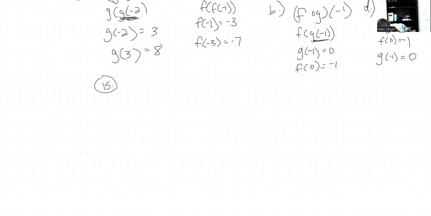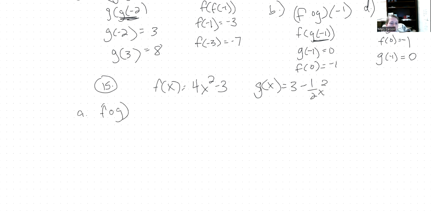All right, it gives you f of x is equal to 4x squared minus 3, and g of x is equal to 3 minus 1/2 x squared. And we want to find A, f of g of 4. Do that one first. So what that means is we're looking for g of 4 first, and then we plug that in, okay? So we want to go to g of 4.